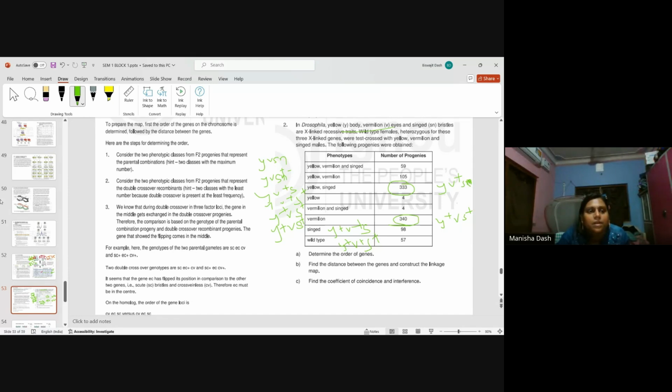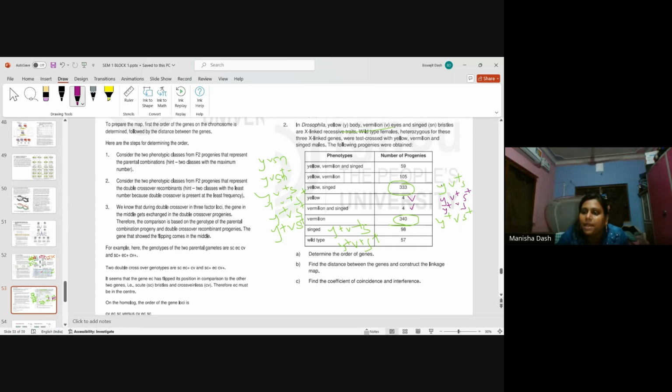Okay. Now I told you about the double crossover. The double crossover is the one that is lowest in number. So what is the lowest number? These 4 and 4. So what is the genotype of the double crossover? That is Y, and nothing is mentioned, meaning plus. So V plus and S plus. Then the other one is V and S, so this is Y plus V and S. Okay. So this is the genotype of the double crossover.